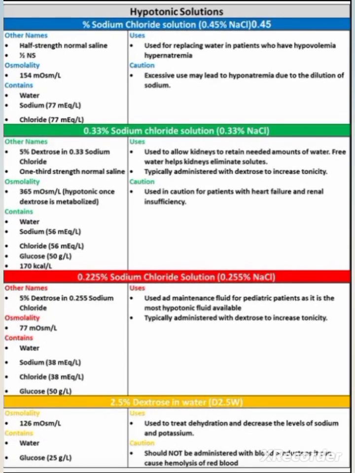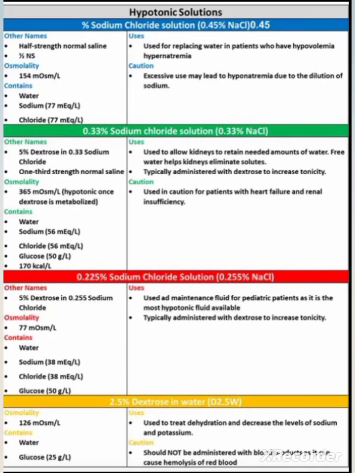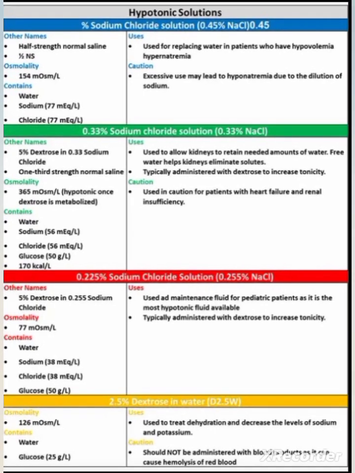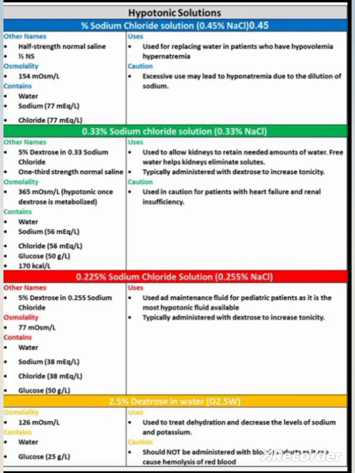Next is the hypotonic solution. The main examples are 0.45% sodium chloride, 0.3% sodium chloride, 0.25% sodium chloride, and 2.5% dextrose in water. These are all the main hypotonic solutions that can be used.